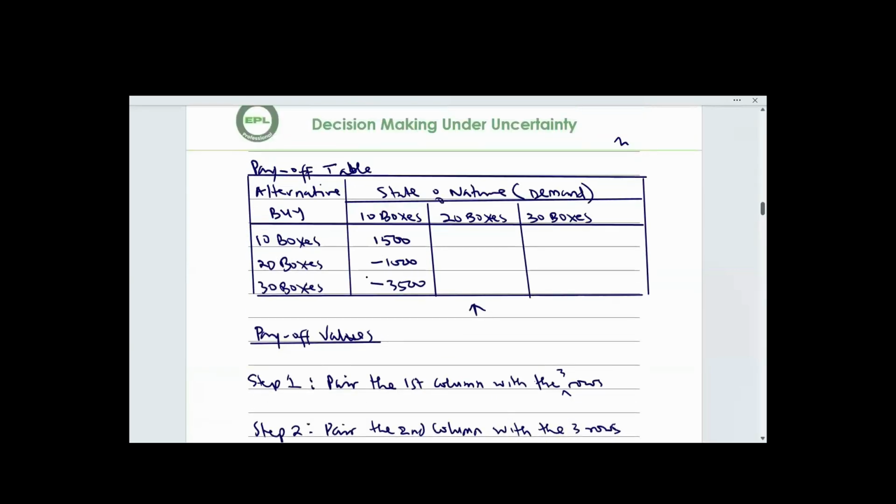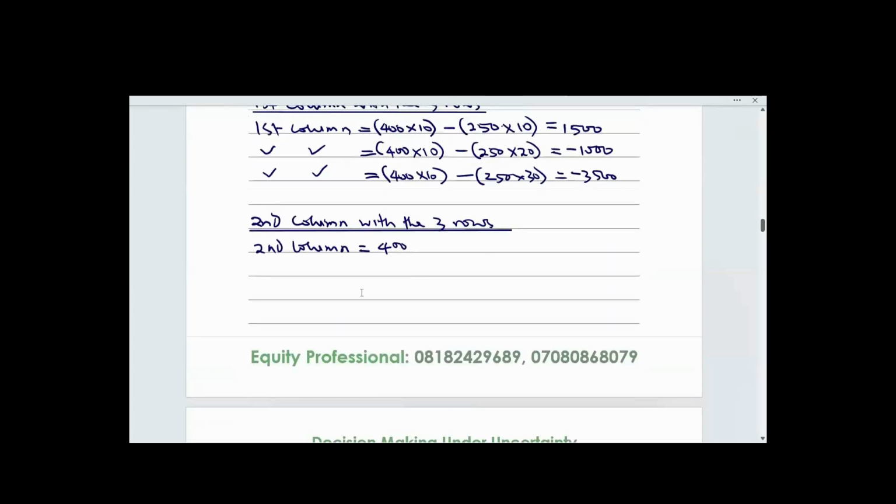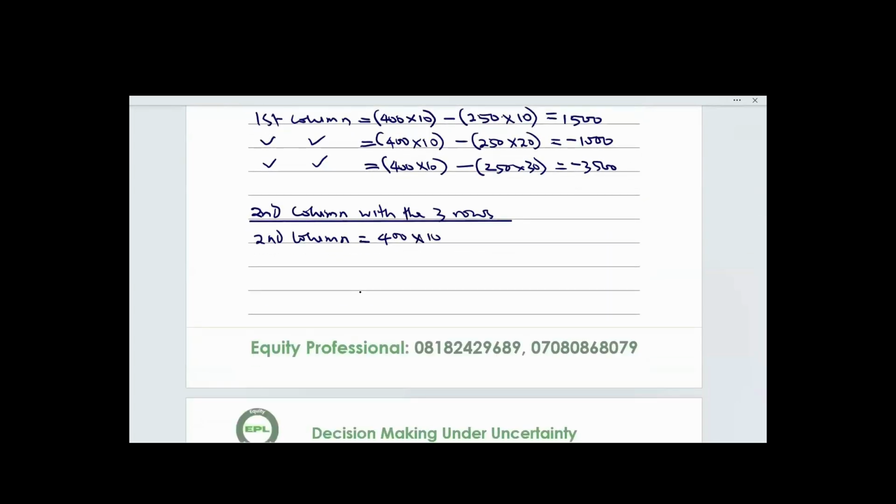In this second column, customers are demanding for 20 boxes, but the company is only taking 10 boxes to the market to sell. The company bought only 10 boxes of apple. Therefore, you cannot meet the customer demand. So you are going to restrict to 10. So contribution will then be equal to 400 multiplied by 10. Because you don't have 20 to sell, you only have 10 in the first row, minus the company has bought 10 boxes. So this will be the same thing as 1,500.